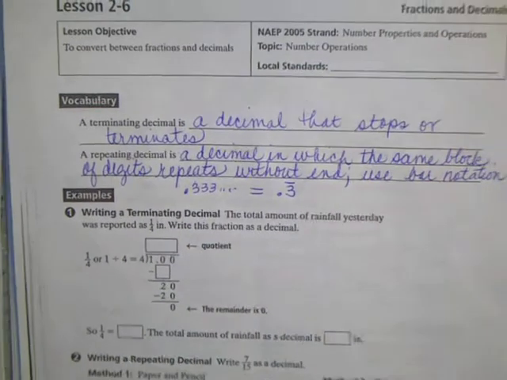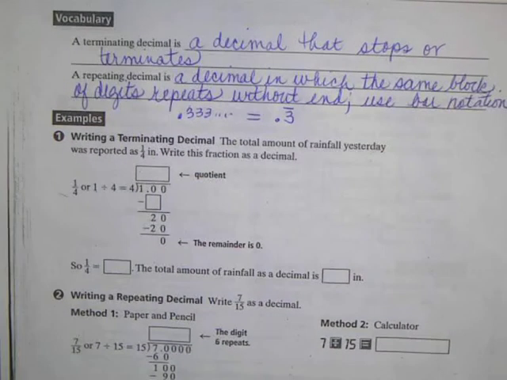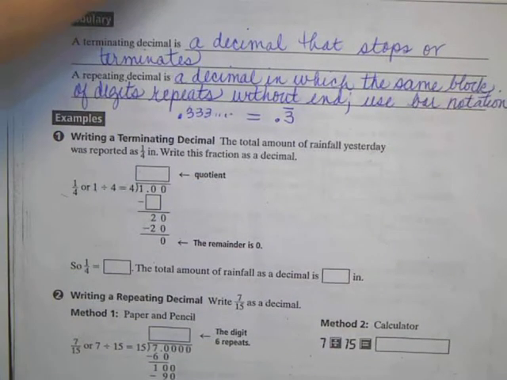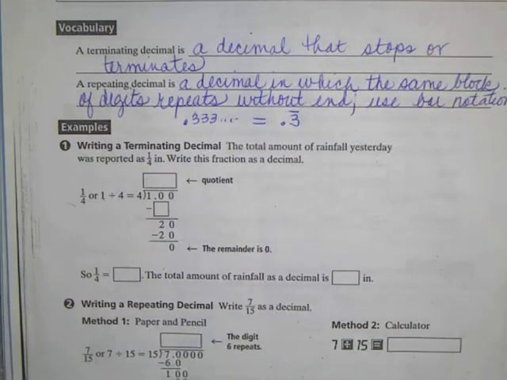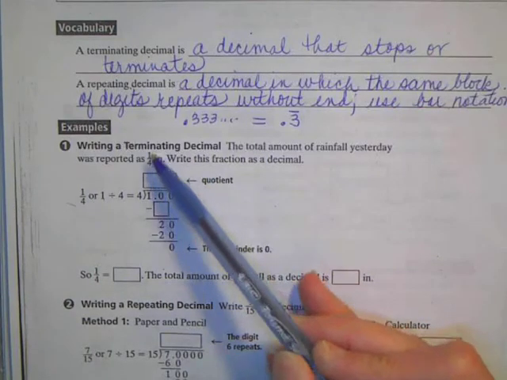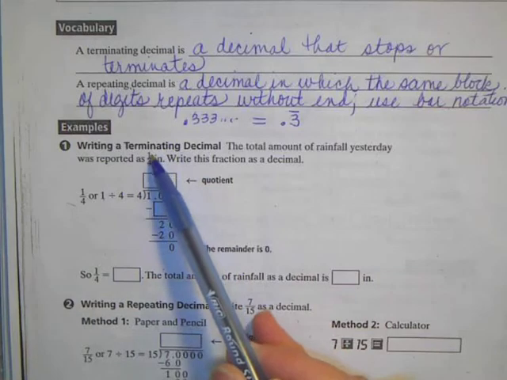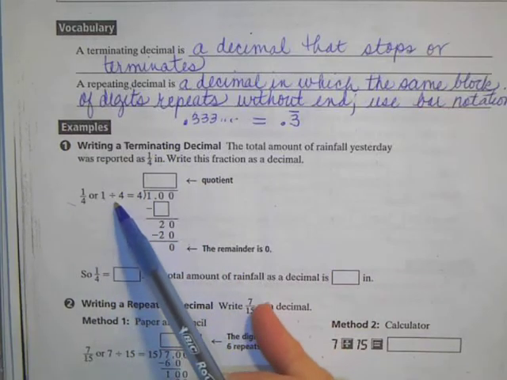So our first example is writing a terminating decimal. Let me make that a little bit larger now that we have our definitions so we can see the numbers more easily. The total amount of rainfall yesterday was reported as 1/4 inch. Write this fraction as a decimal. Okay, so basically, literally this means 1/4 or 1 divided by 4.